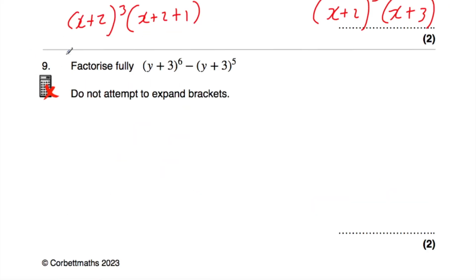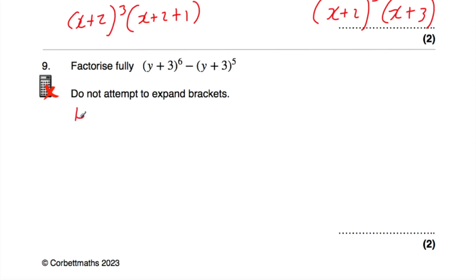Okay, let's look at our next question, question number 9. We've been asked to factorize fully (y + 3)⁶ − (y + 3)⁵. And again, we've been asked to not attempt to expand the brackets, because obviously to the power of 6, that'd be a bit of a pain to expand.